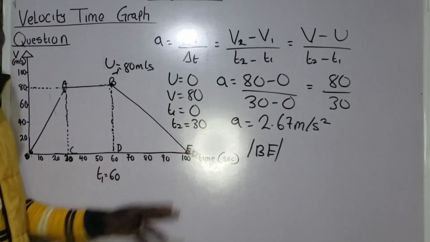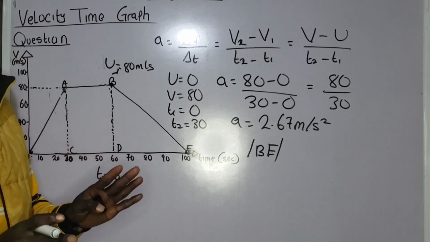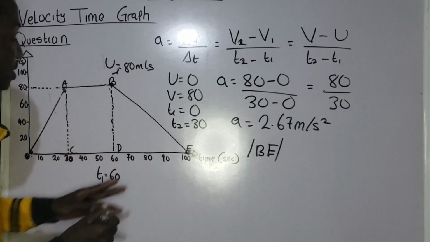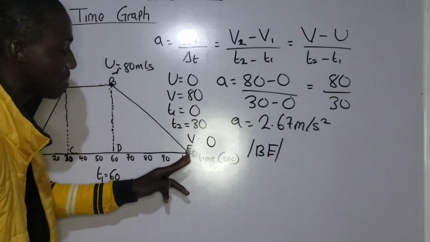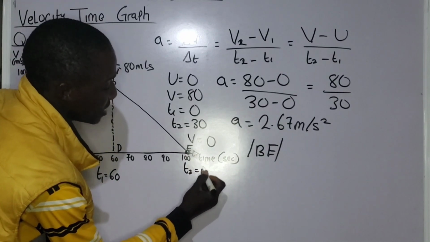Now, the final velocity will be 0 because when the object comes to rest, there is no velocity again. Are you paying attention? So the velocity here, which is v, equals to what? 0. And the time at this point is what? 100. You understand? So t2 equals to 100.